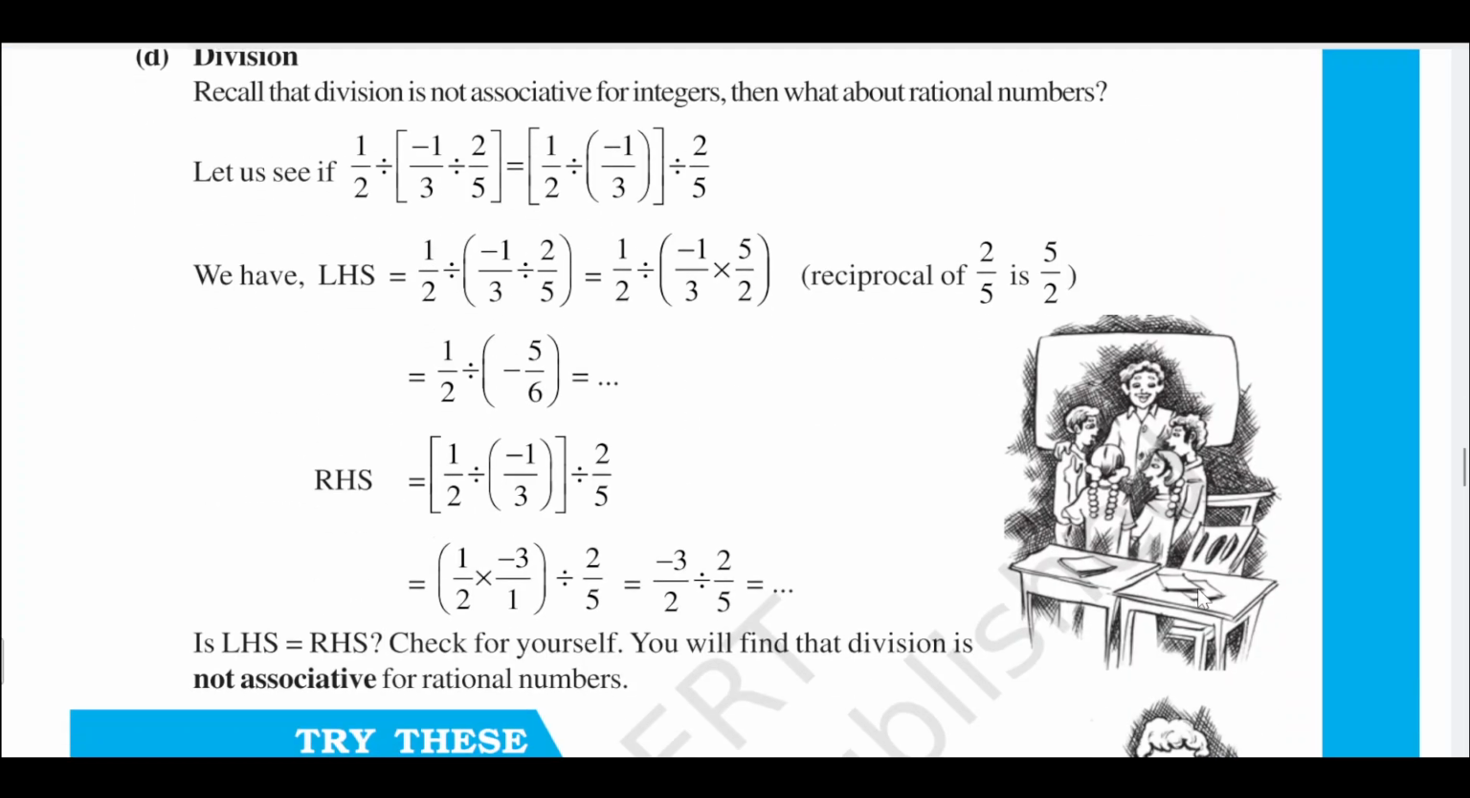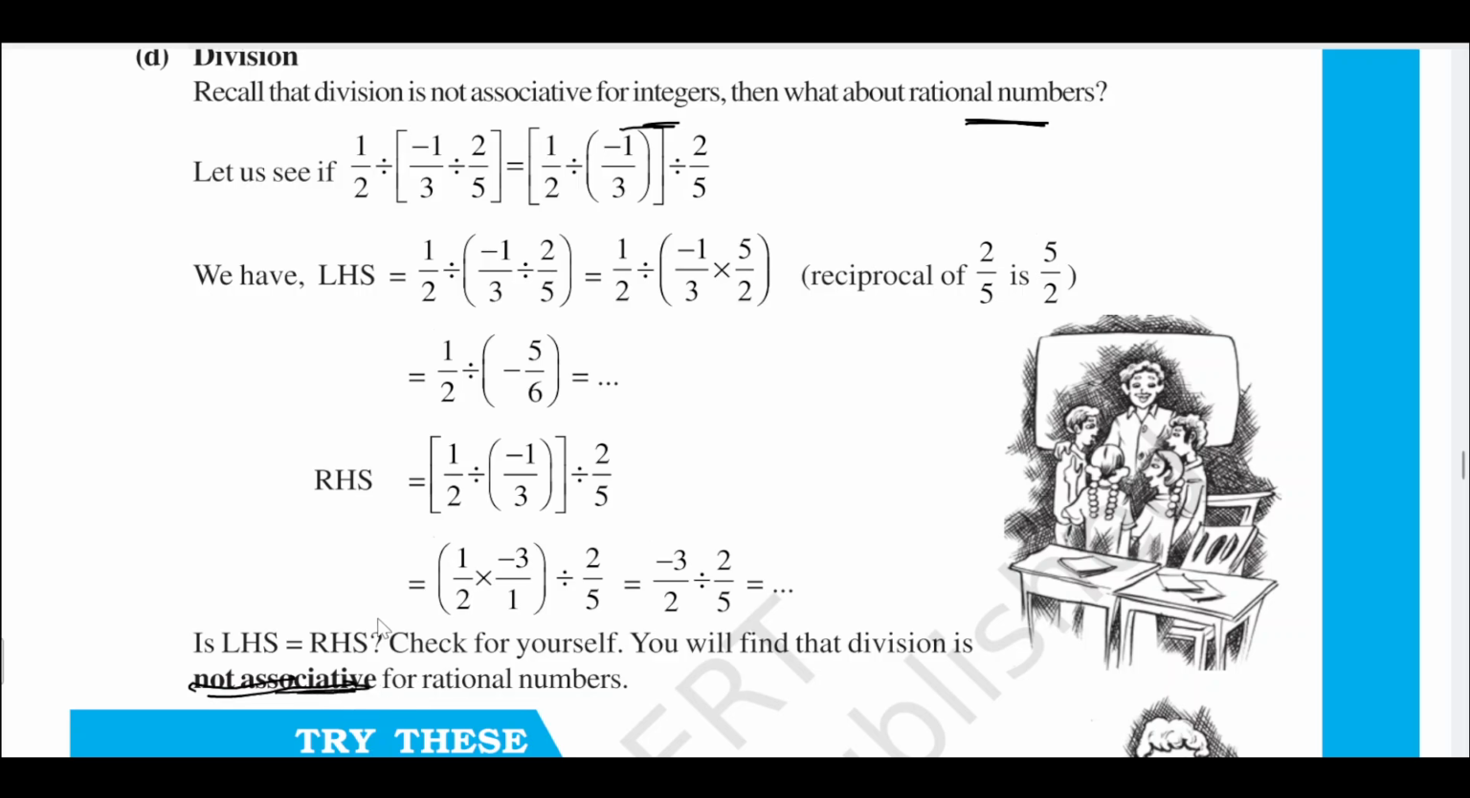Now we will check for division. For division whether it is associative or not. Because division is not associative for integers. Then what about rational numbers? Okay, we will check. Most probably you can say that it will not be associative.